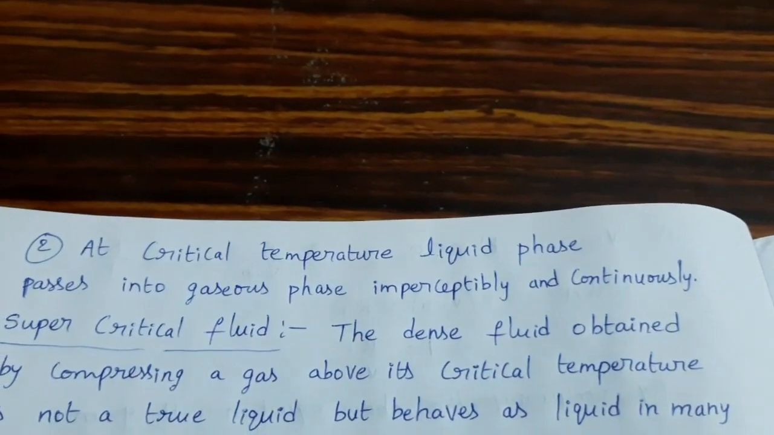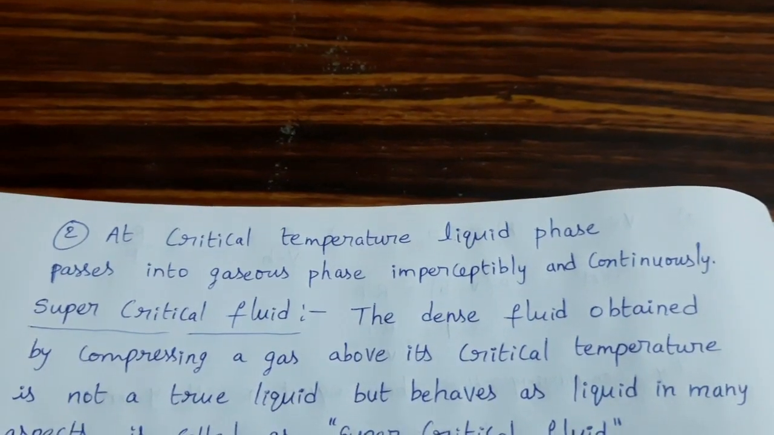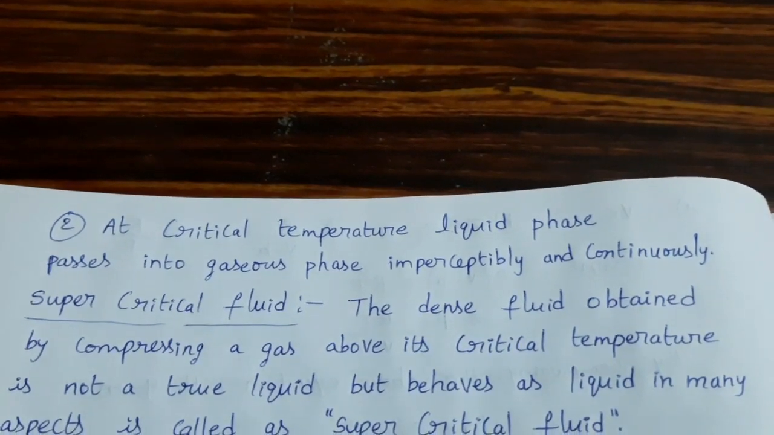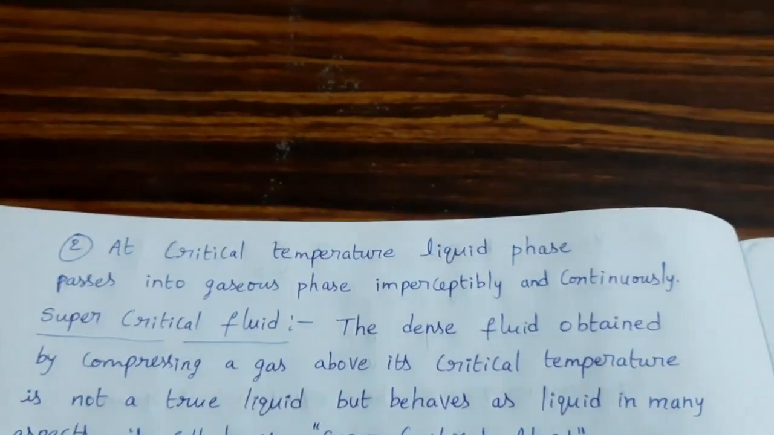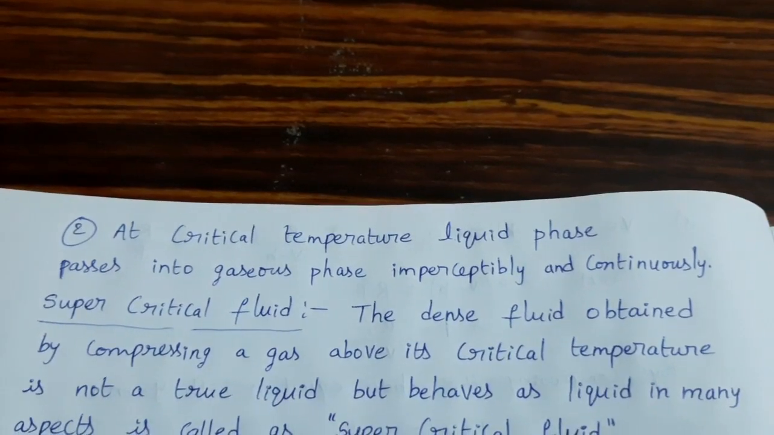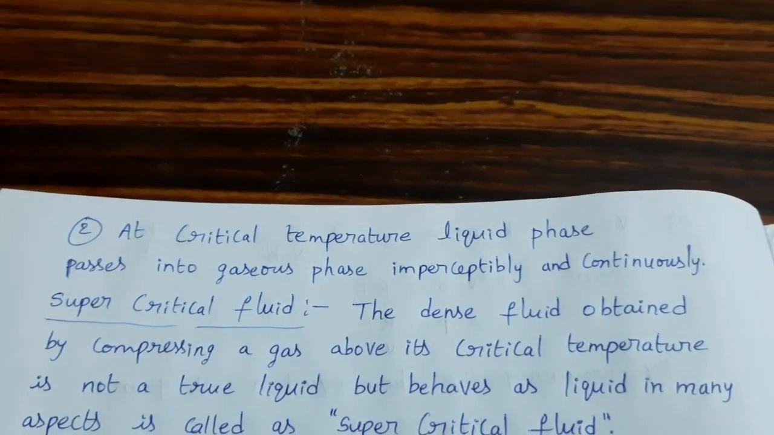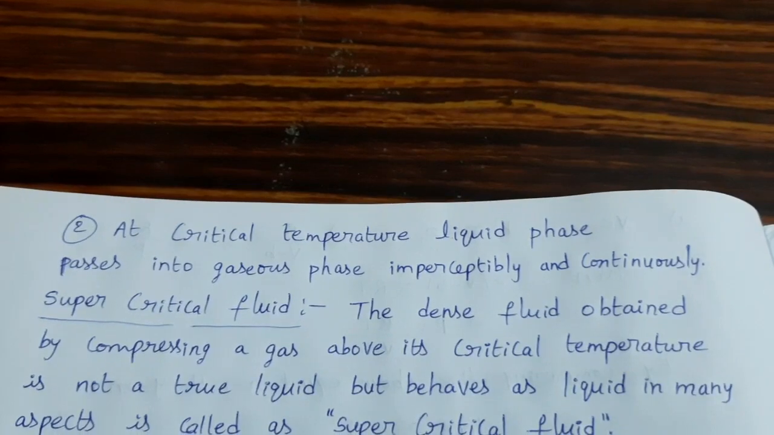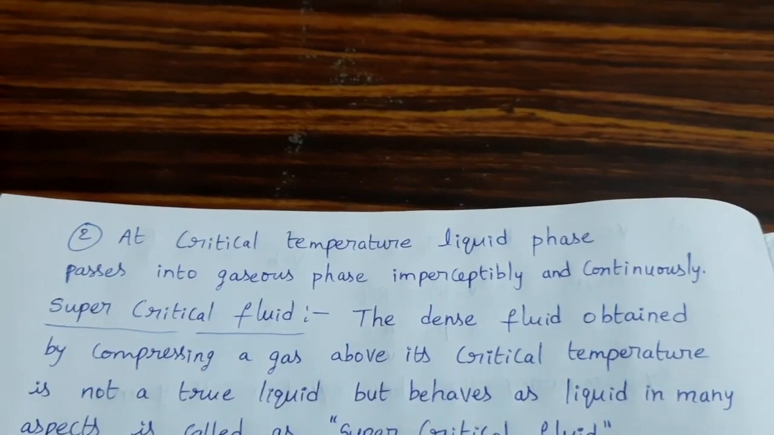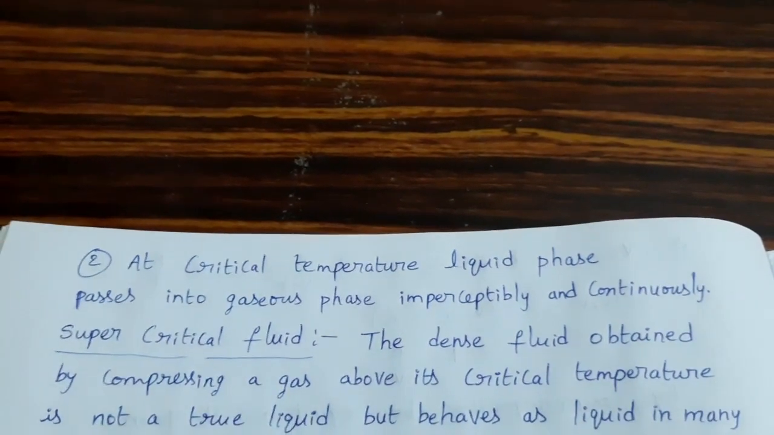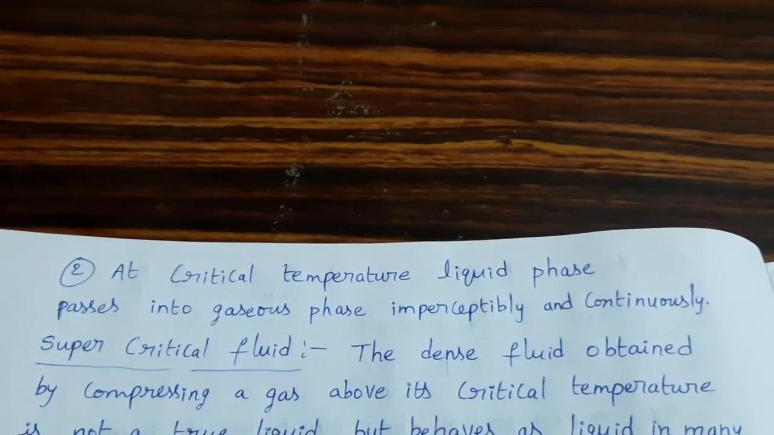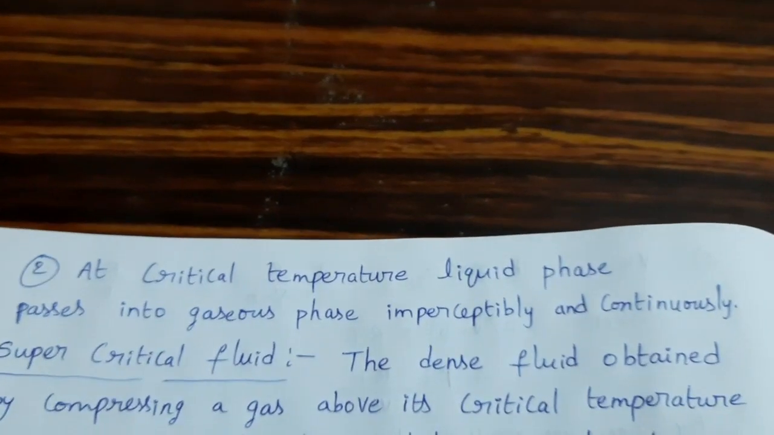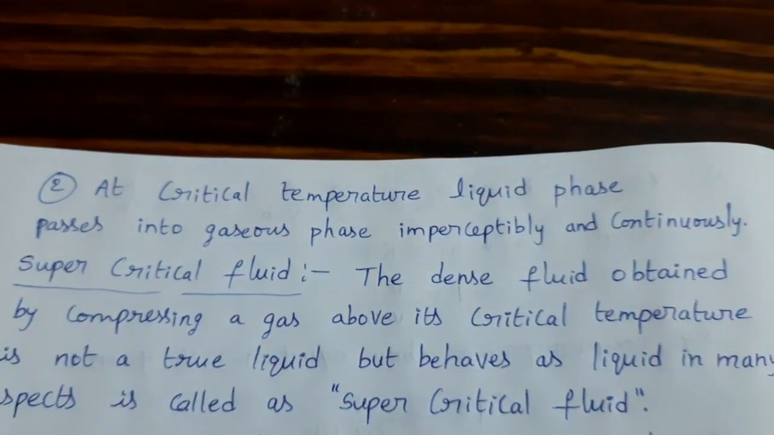Next, at critical temperature, liquid phase passes into gaseous phase imperceptibly and continuously. Imperceptibly means identifying is very difficult. That means very little we can notice. To a small extent, a liquid phase is converted to gaseous phase, or imperceptibly means we cannot identify clearly, but it takes place. So at critical temperature, liquid phase passes into gaseous phase.